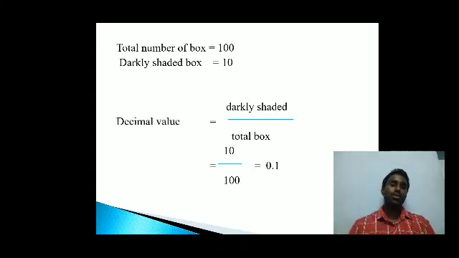Total number of boxes is 100, right? So if we divide, it means 10 divided by 100. Look at this, students: the 0 in the numerator and the 0 in the denominator cancel each other. So the 0s cancel, remaining 1 by 10. Now 10, how many 0s? Only one 0. That means we have to make 1 point. After that, what is the digit present in the numerator? 1. So 1 divided by 10, what is the answer? 0.1.